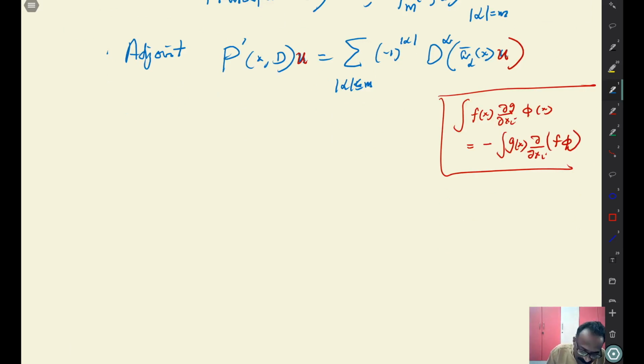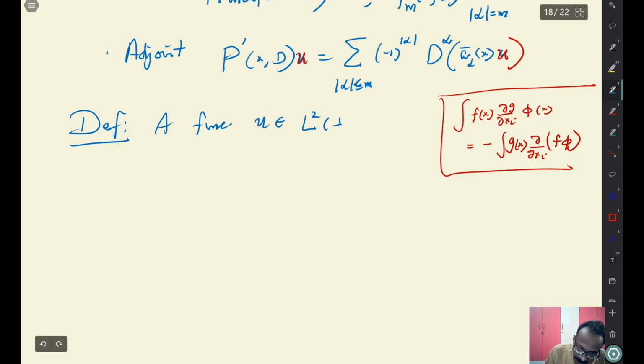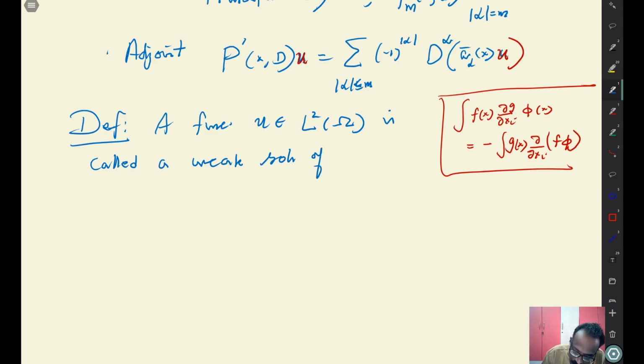So, definition: a function u in L2 of omega is called a weak solution of, and there's no boundary condition or anything I'm defining here, of P(x, D) u equal to f, if it is a solution of this equation.